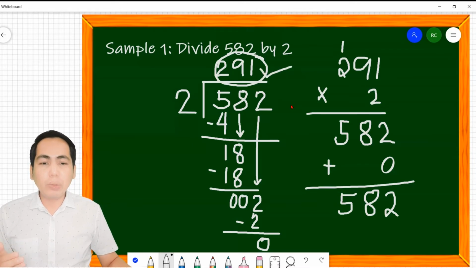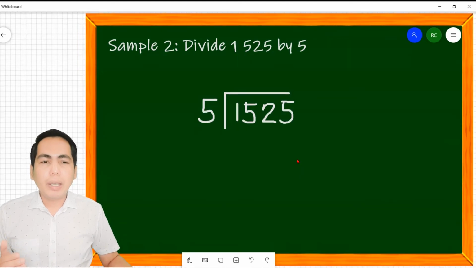So let us proceed to number 2. We have here, divide 1,525 by 5.